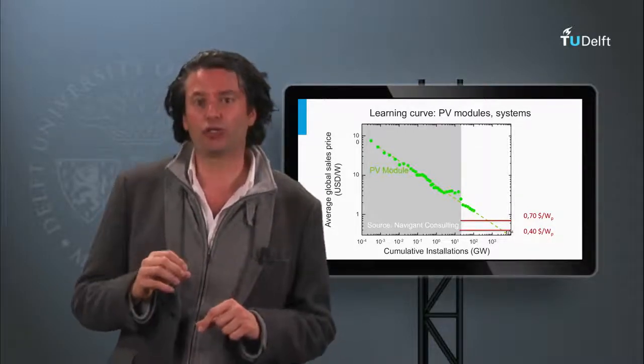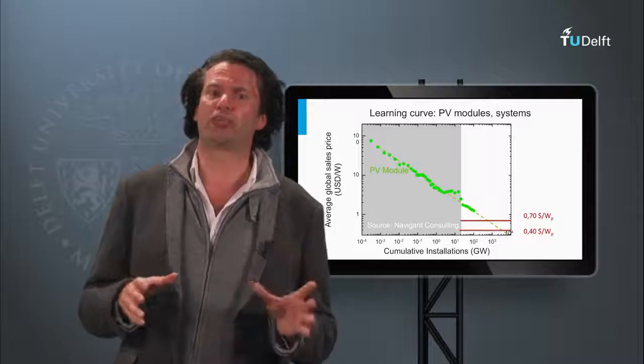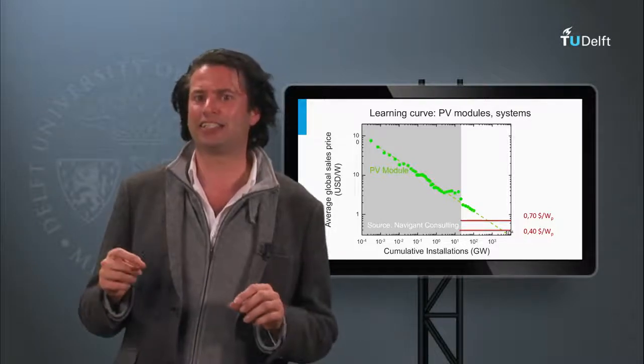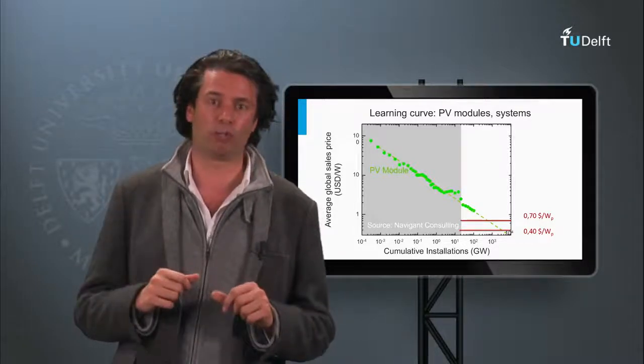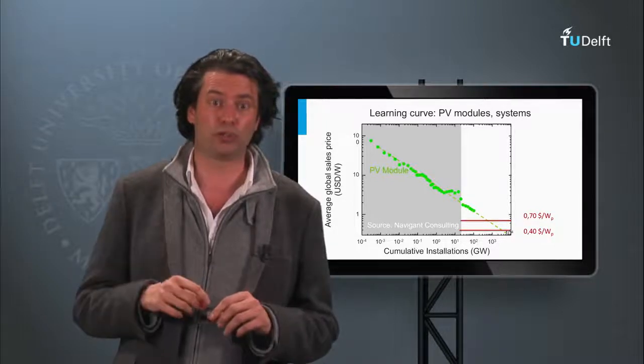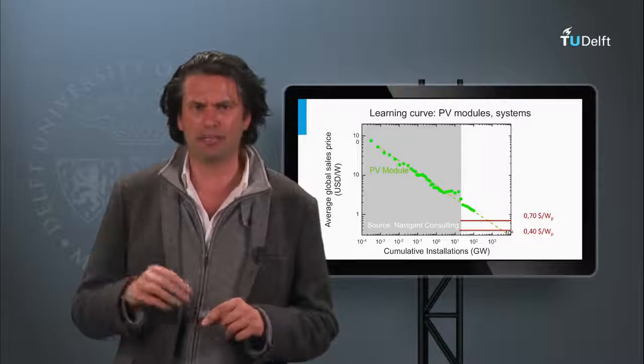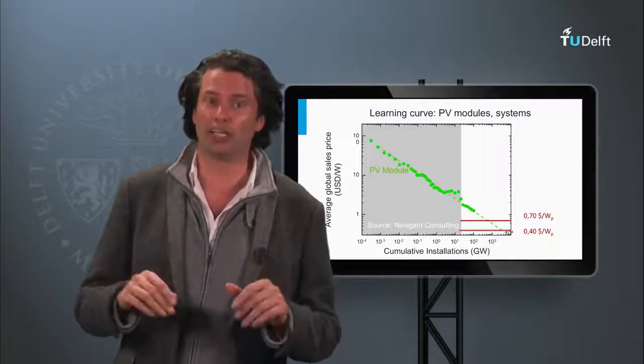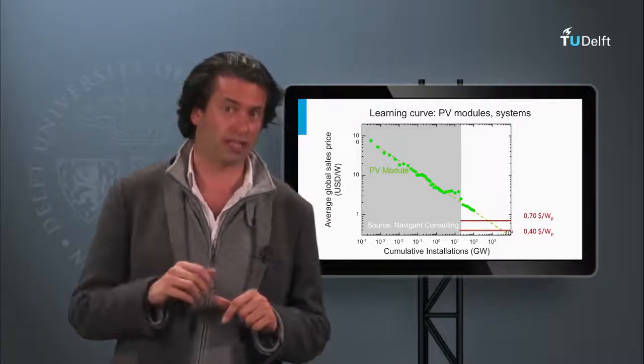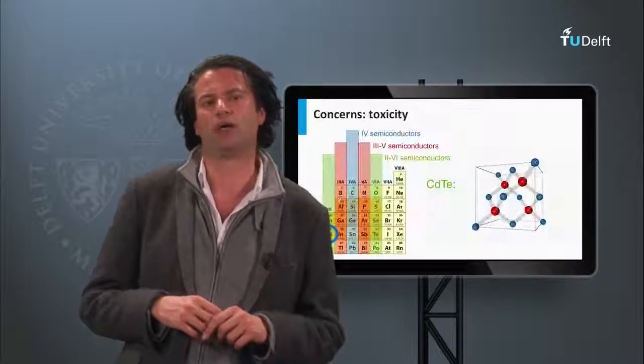The current cost price per watt peak of the First Solar products is in the order of $0.68 to $0.70 per watt peak and is expected to drop to $0.40 per watt peak in the future, keeping the cost price per watt peak lower than the solar modules based on crystalline silicon wafers.